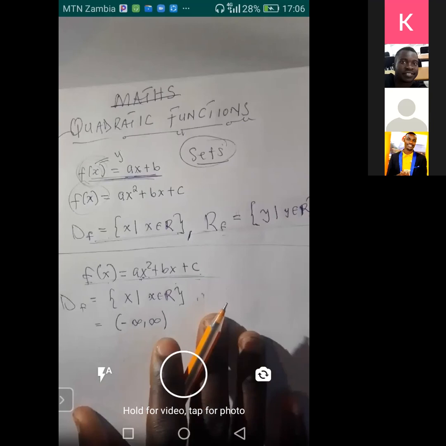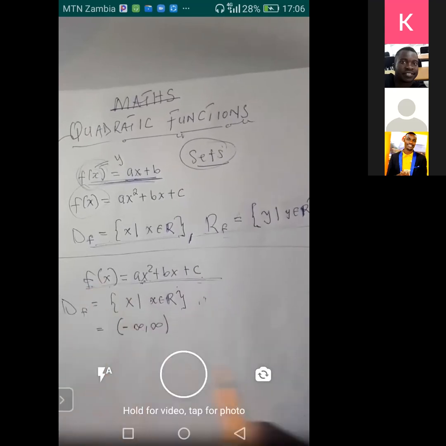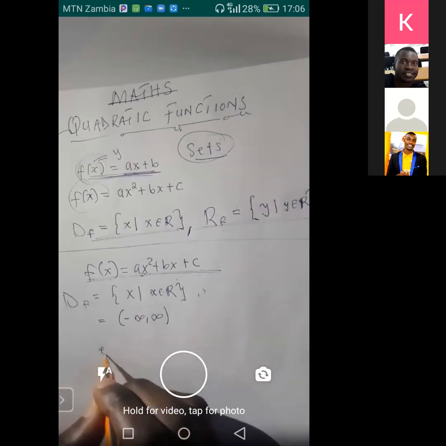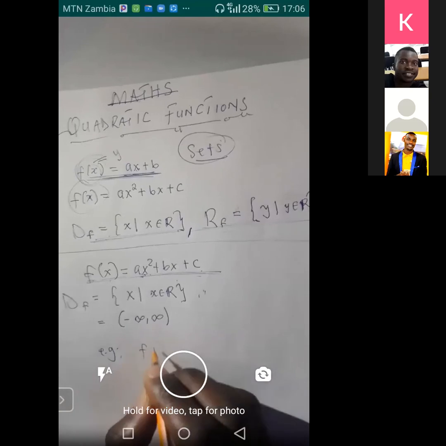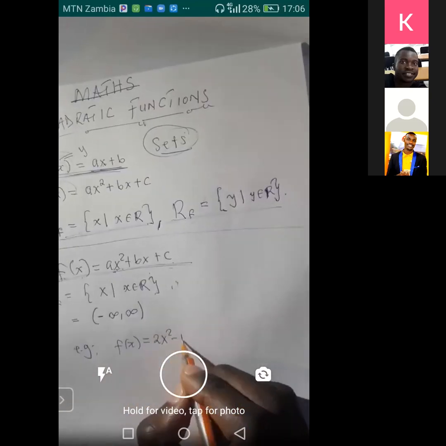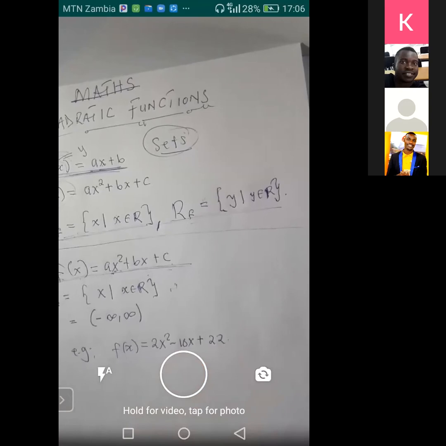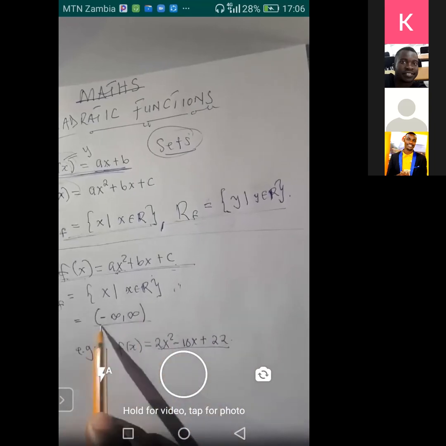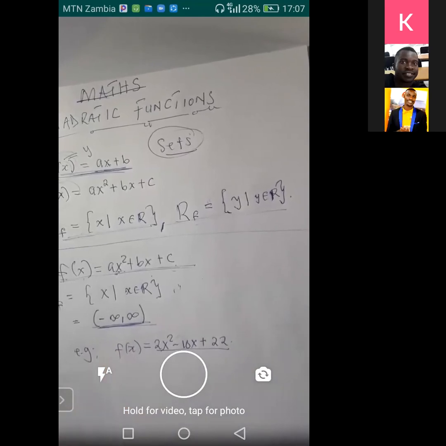Before we go there, we're going to talk about the graphs of a quadratic function. So let's give an example of a quadratic function here. Say, f of x is equal to x squared minus 10x plus 22. So this is an example of a quadratic function, and its domain is simply this one here. Are we following? Yes, sir.